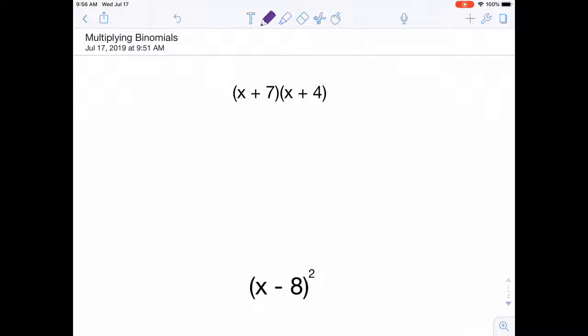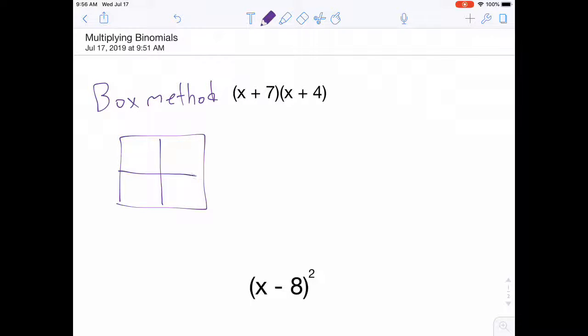Our first example, in parentheses, x plus 7 times x plus 4. The first method I'm going to use is called the box method. This is the method I use when I'm teaching it. Okay, so we draw a box to start, and this is kind of using an old school multiplication table where the rows and the columns meet. That's the product of what's at the sides of the box here.